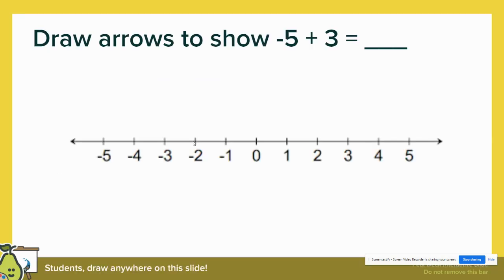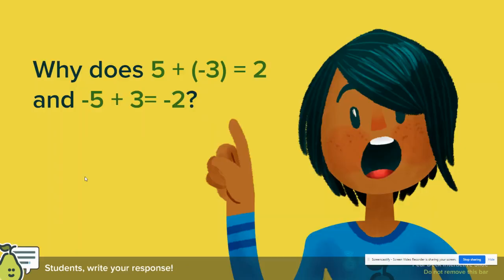That's what you'll see here. Draw arrows to show -5 plus 3. So again, if we drew the arrow, which I can't do right now, it would be 0 to -5. And then we'd add 3, and we'd get back to -2. On the Pear Deck, we can do that. Again, you just have to kind of visualize it.